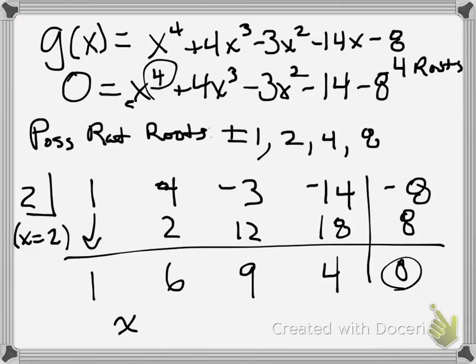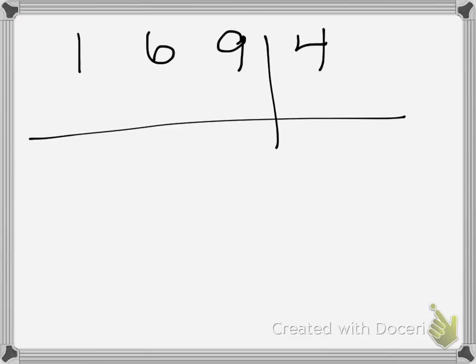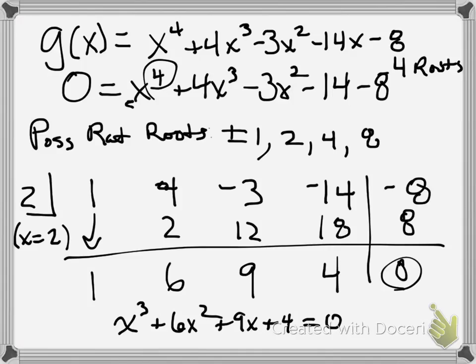At this point, I have x cubed plus 6x squared plus 9x plus 4 that I want to set equal to 0. I can't really solve that with any other method other than trying synthetic division all over again. So I'll put my 1, 6, 9, and 4. And I can still use that list from the last page, 1, 2, 4, and 8, and I can try again.